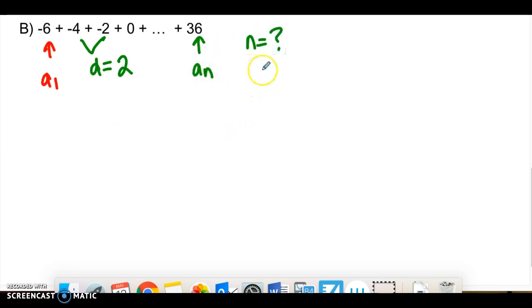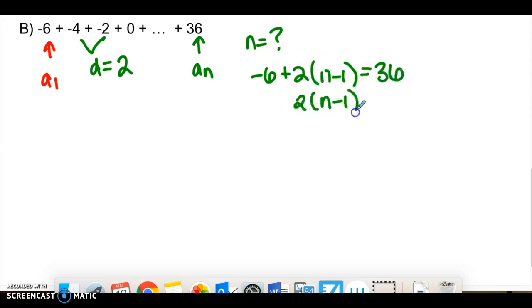So we're going to take negative 6 and add 2 times n minus 1, and that should land us at 36. So 2 times n minus 1, if we add 6 to both sides, is 42. So n minus 1 is 21, and that makes n equal to 22. So now we have our number of terms.